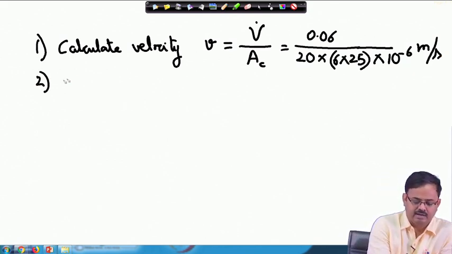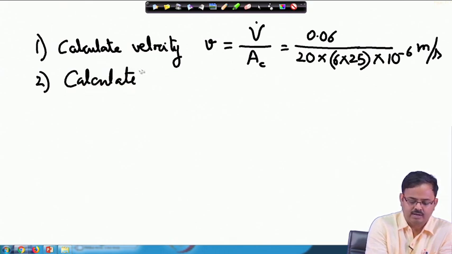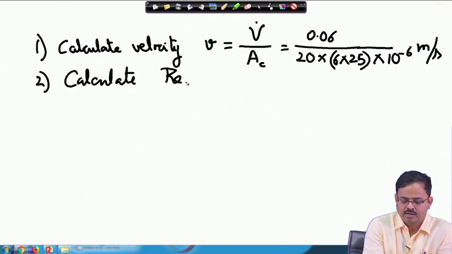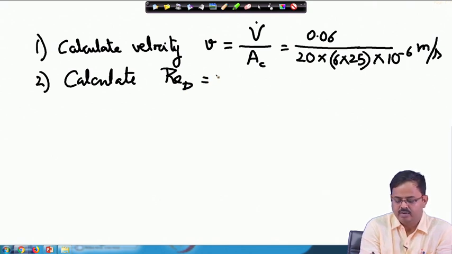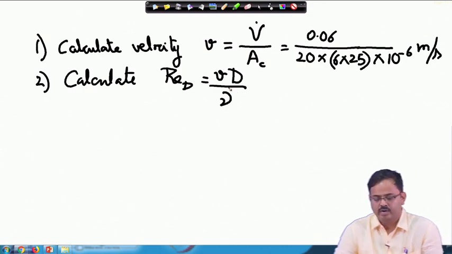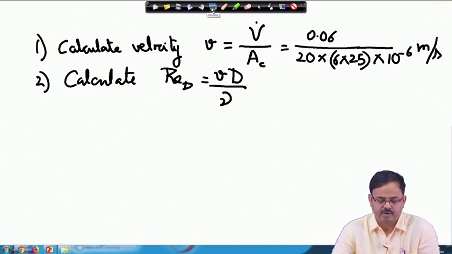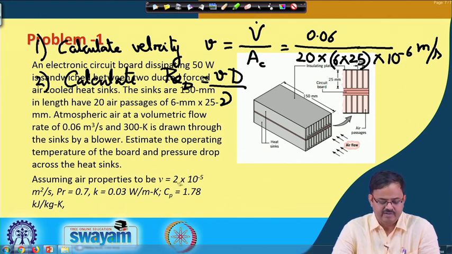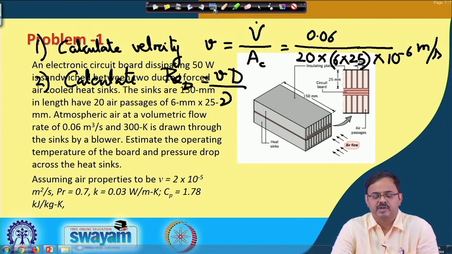Next, calculate Reynolds number, and what is that? That is this V that I have calculated, times d, divided by nu. Recall, in this problem you have been given the kinematic viscosity, 2 into 10 to the minus 5 meter squared per second. We do not have rho, we do not have mu, but it does not matter because mu over rho is given and that is what we need.